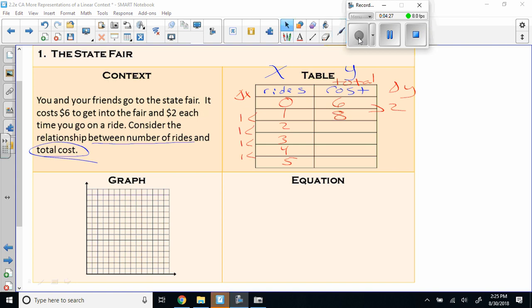Now, ladies and gentlemen, if one ride is $8, how much is 2 rides? My total cost goes up by $2. I mean, 10, right? What about 3 rides? 12.